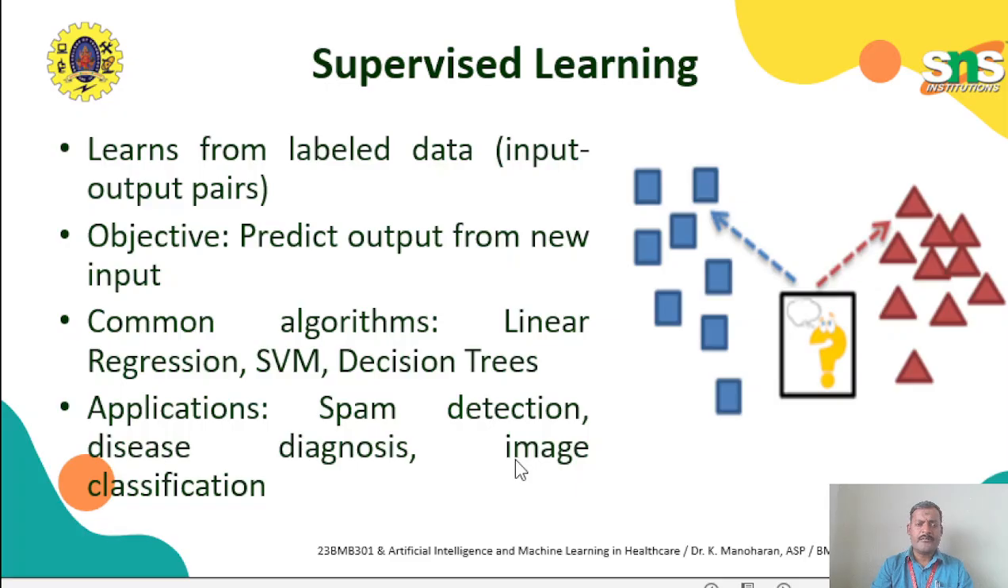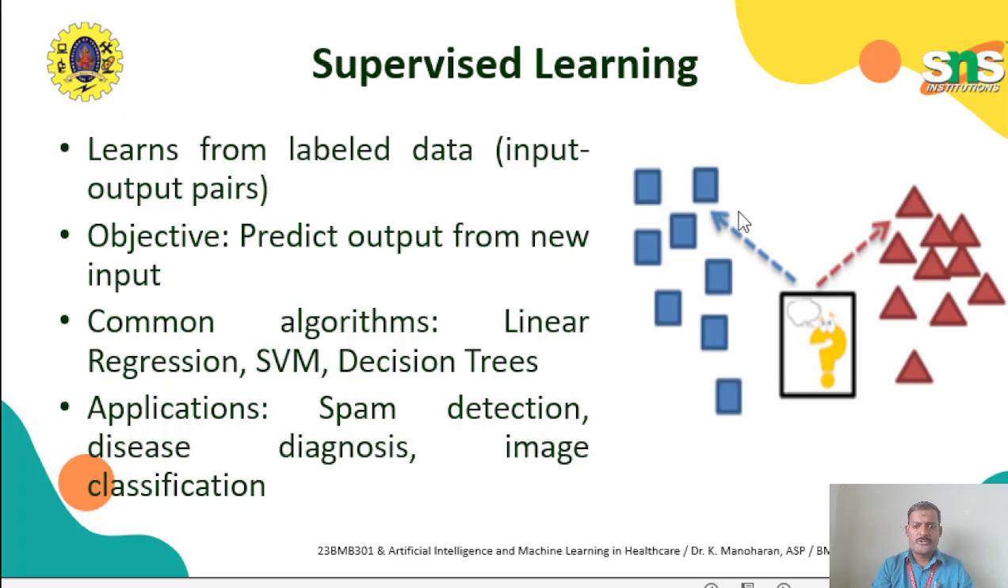The objective is to predict an output from new data. We already have data that is trained. Then if you give new data as an input, we predict the output from the trained data. The common algorithms used here are linear regression, SVM, and decision trees. These are some of the famous algorithms in supervised learning. The applications are spam detection, disease diagnosis, and image classification. These are some applications of supervised learning.